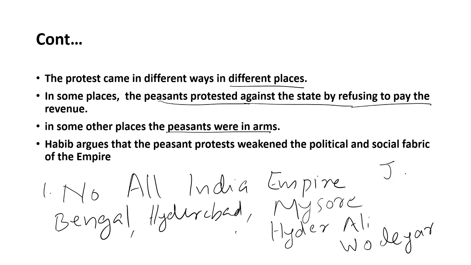The Jats, Marathas, Farrukhabad and Rohilkhand, all these states were newly emerged as a result of the decline and disintegration of the Mughal Empire. The consequences of the decline of the Mughal Empire were disastrous. There was no All India Empire to fight against the invaders.